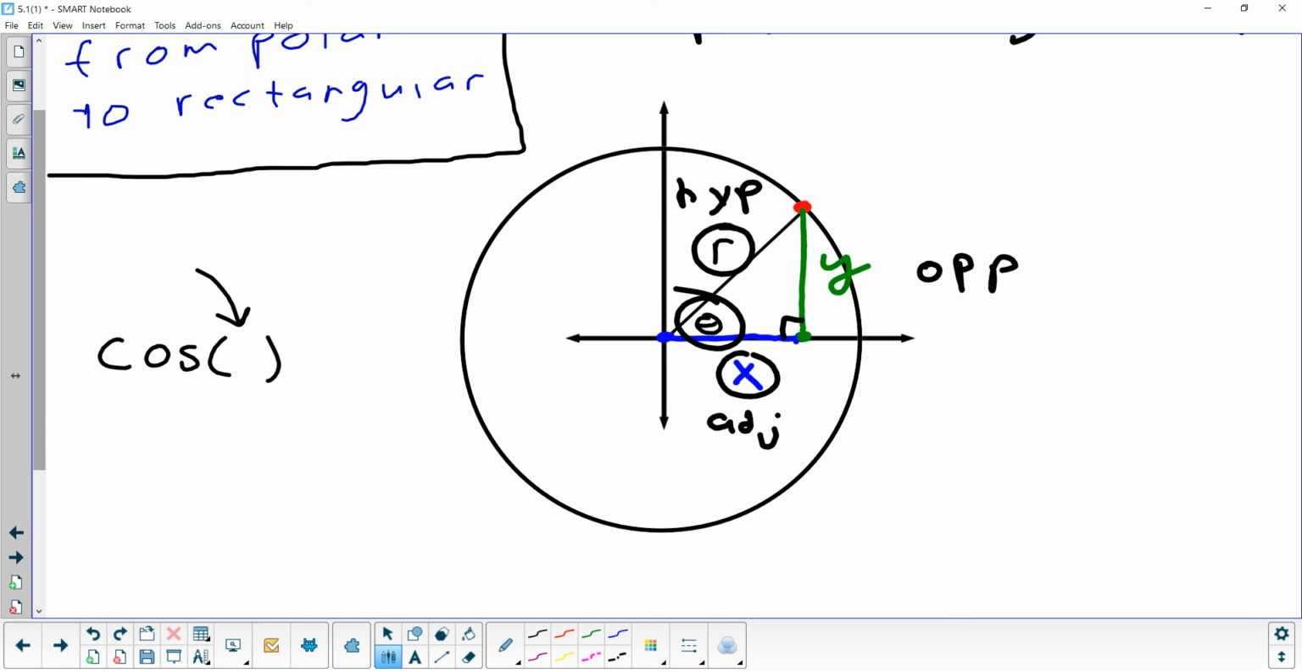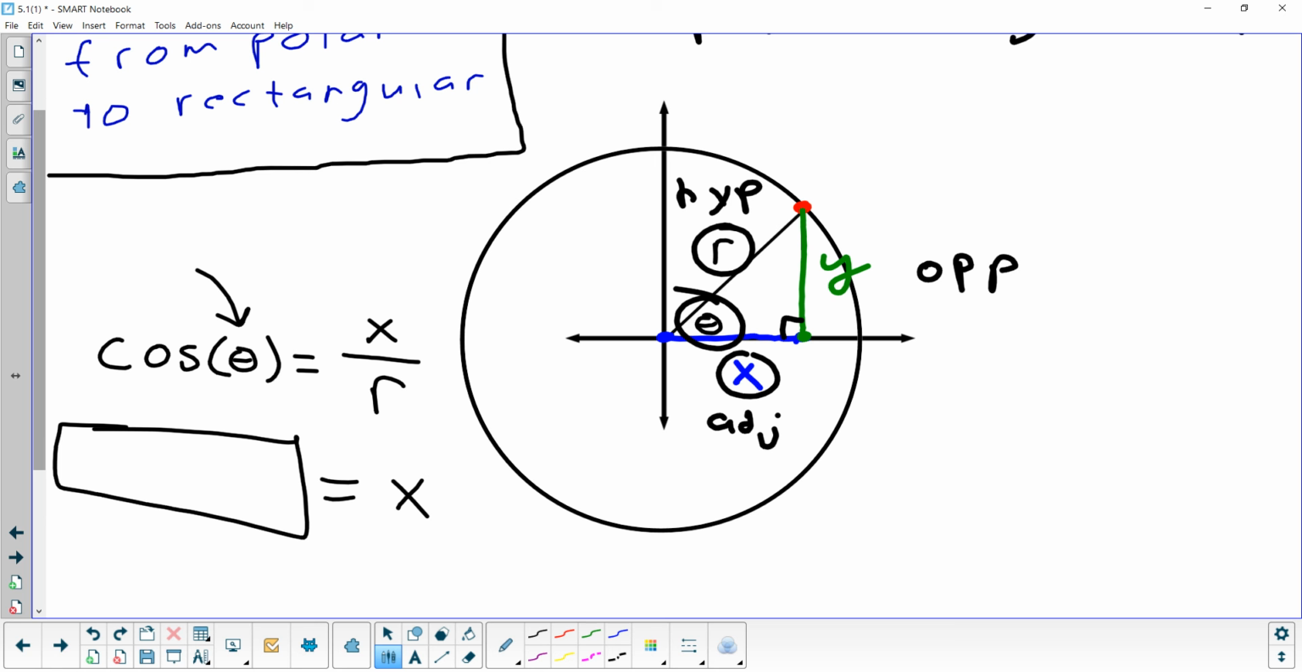Well, what always gets plugged in right here? An angle. What's my angle in this one? Theta. So the cosine of my angle equals adjacent over hypotenuse. Ava, what's the adjacent side here? X. And Kobe, what's my hypotenuse? R. And remember, you're going to know the theta and you're going to know the r. The only thing you're not going to know is the x. So I just want to get x by itself.